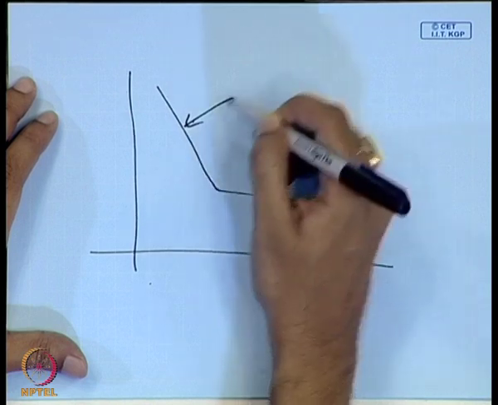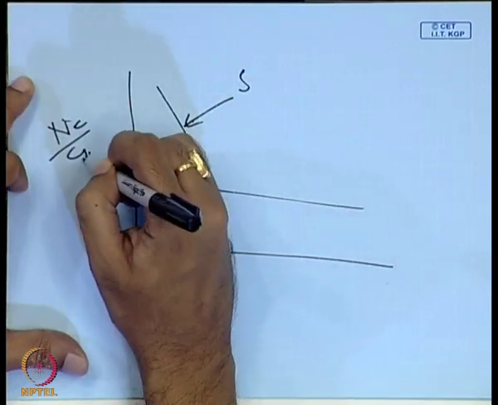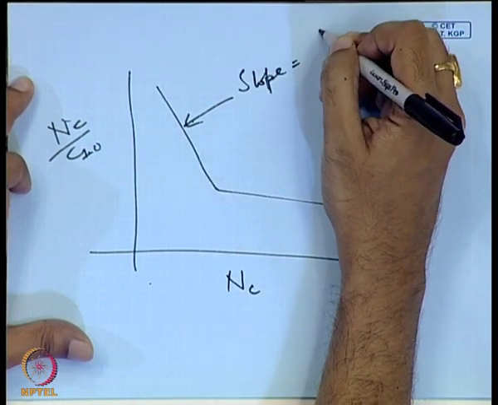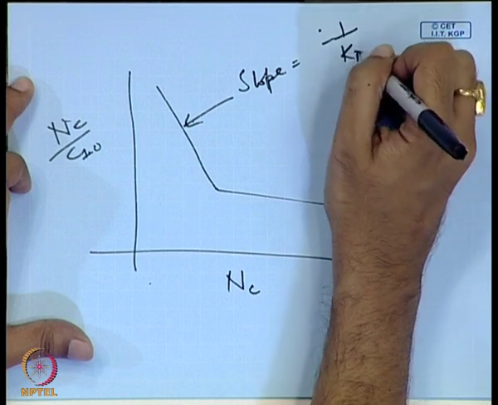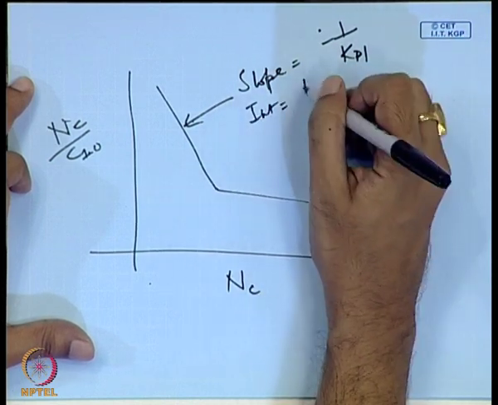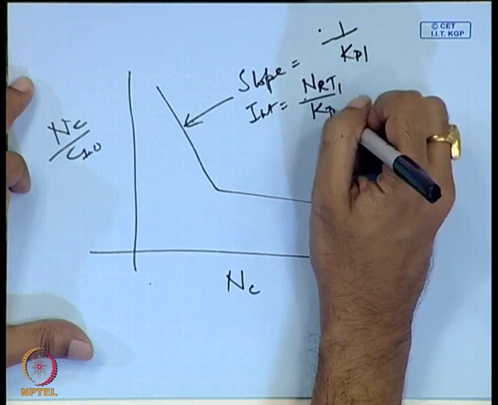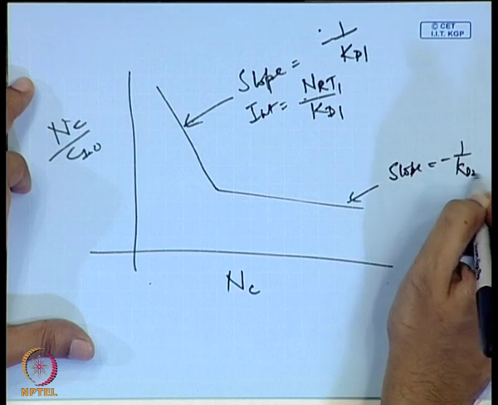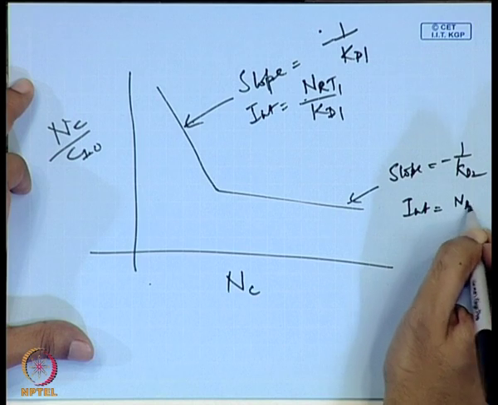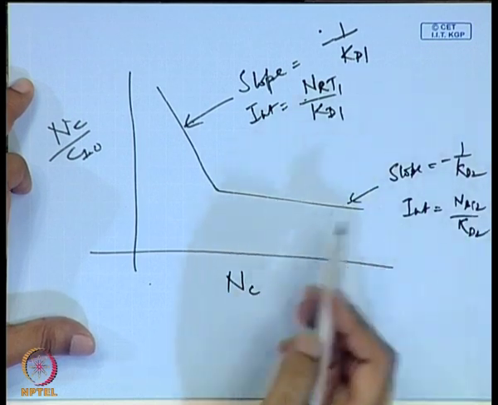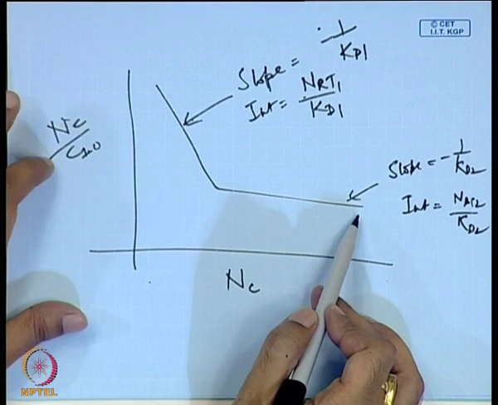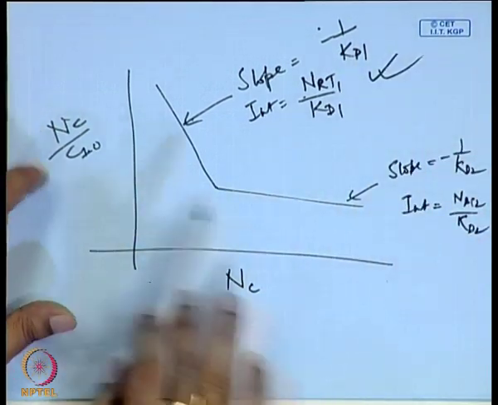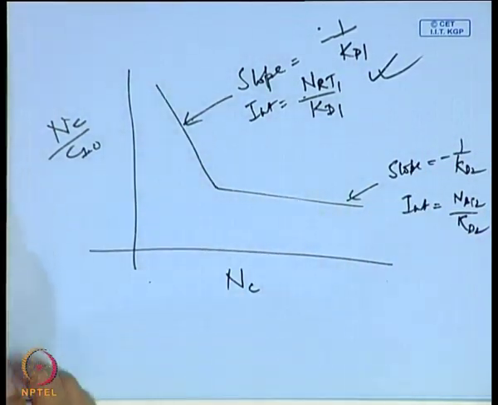So if that is the case, then for the plot of NC over Cl naught versus NC, the slope equals minus 1 over Kd1 and the intercept equals nRT1 over Kd1, and the slope here can be minus 1 over Kd2 and the intercept equals nRT2 over Kd2. That is a possibility, or here you can assume both receptor 1 and receptor 2 to be acting, in which case you have to do a little more complicated calculation, but this is something you can definitely do. So that is the way we solve this; otherwise there is no other way of looking at it.